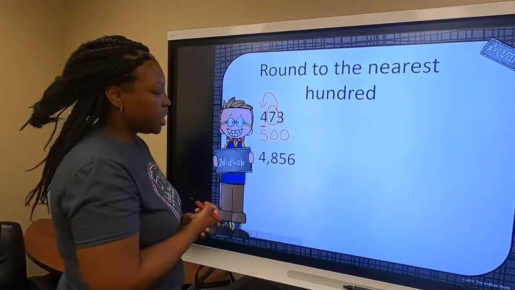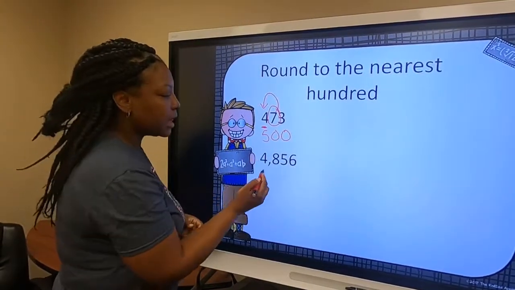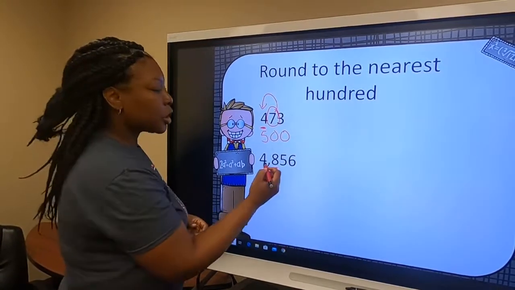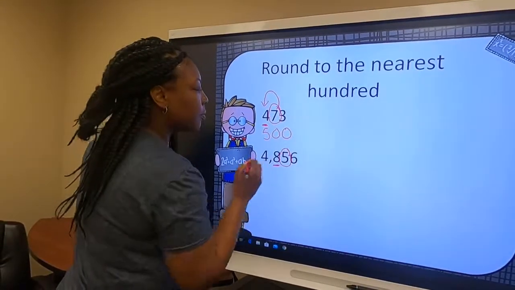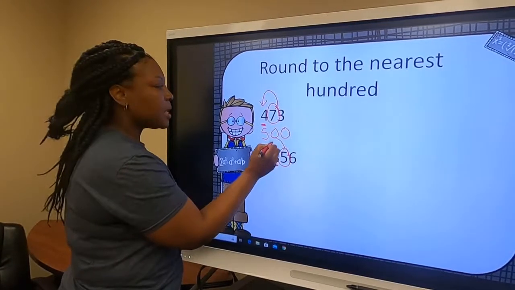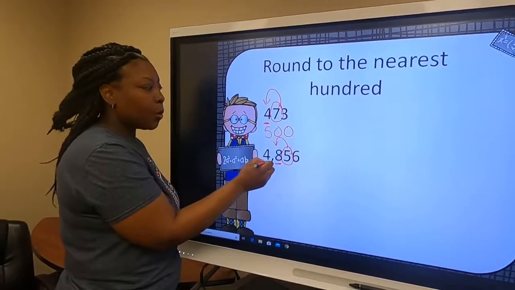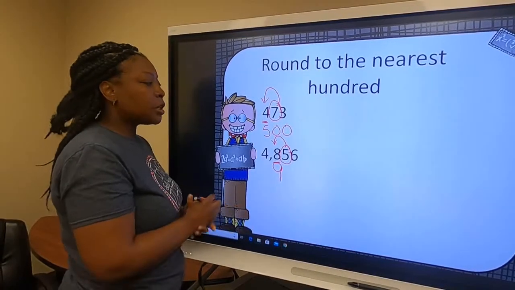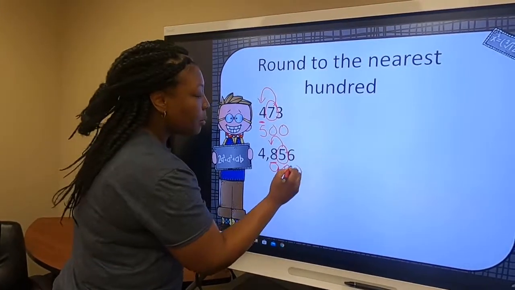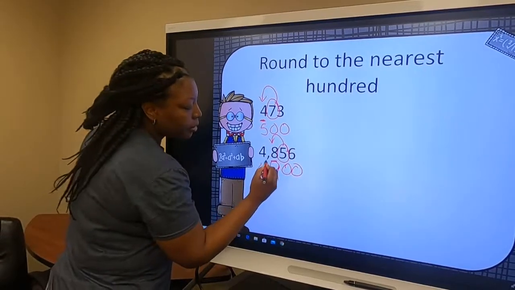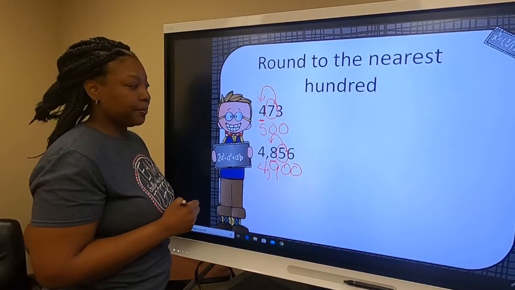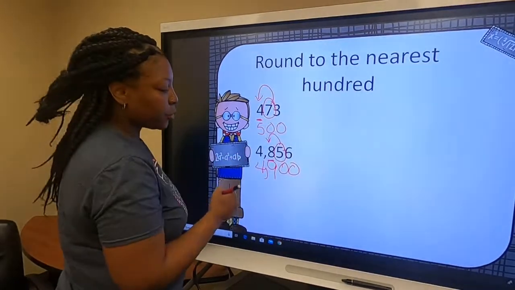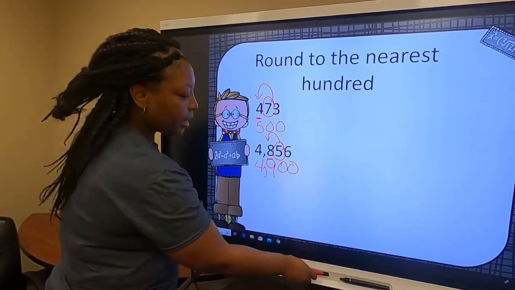4,856. I'm rounding to the nearest 100. So 8 is in the hundreds place. I'm going to mark my spot. I'm going to circle the number to the right. And that 5 tells me that my 8 will go up 1. And that will be a 9. Everything to the right becomes zeros. But everything to my left, I have to keep. So 4,856 rounded to the nearest 100 will be 4,900.